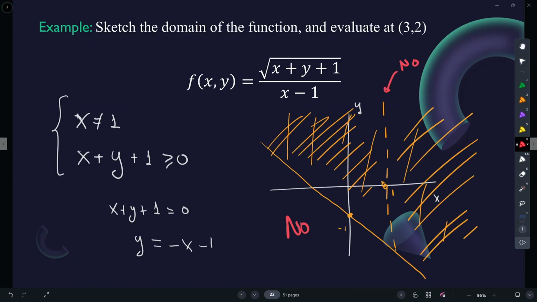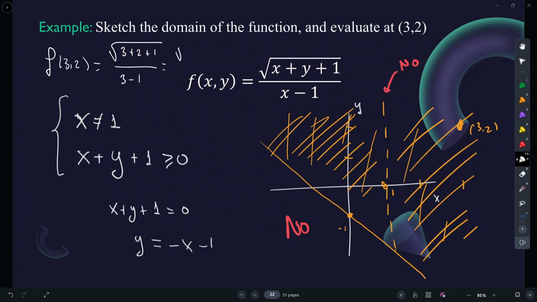Oh, I have to evaluate at (3,2). Is (3,2) in the domain? 3, 1, 2, 3, 1, 2. It's somewhere here, (3,2). That is in the domain, so I can evaluate. F of (3,2) will be the square root of 3 plus 2 plus 1 divided by 3 minus 1. So that is the square root of 6 divided by 2. I can plug in. I get a real number.